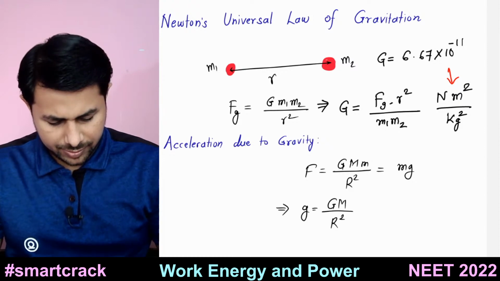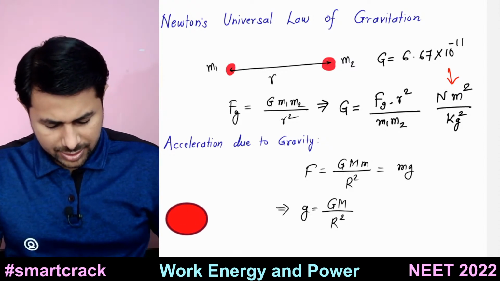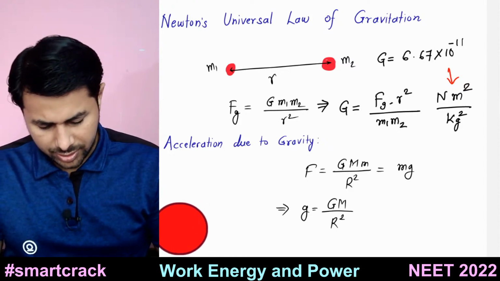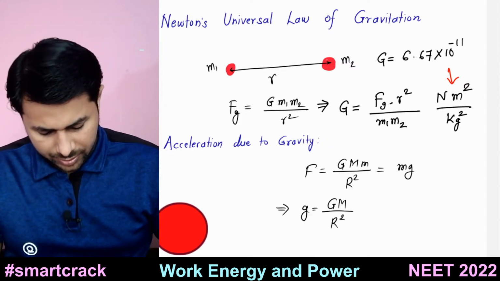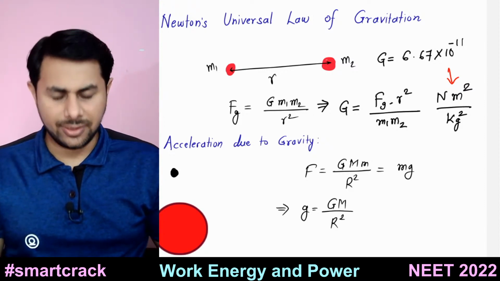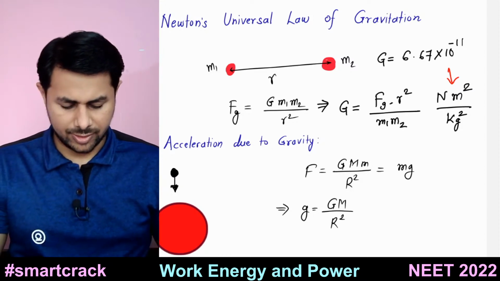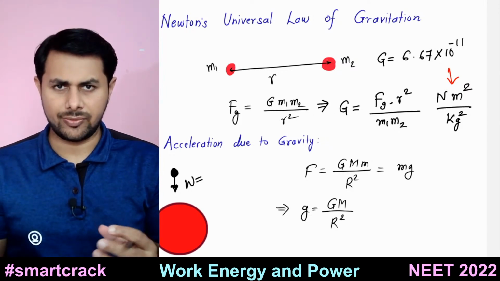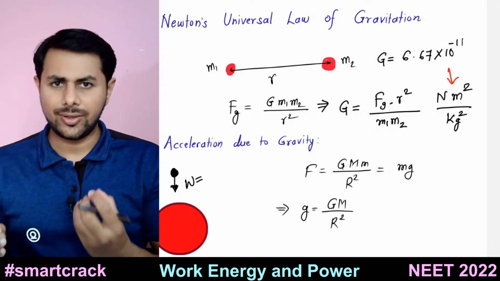Now let's suppose this is our earth, and then you take some object over here. So this is the object. What is the force acting on this object? It is the gravitational force, or you can say it is the weight of this object. What is weight of the object? It is the gravitational force exerted by earth on that object.